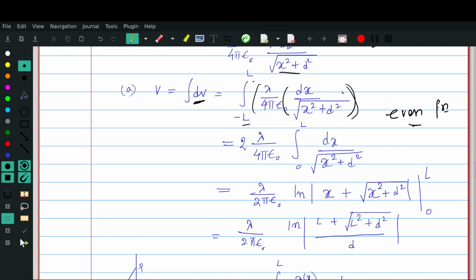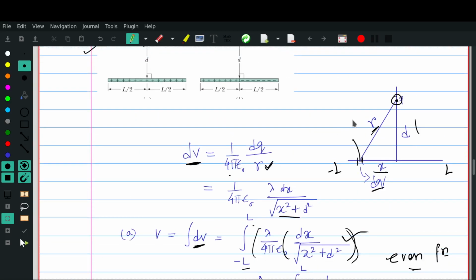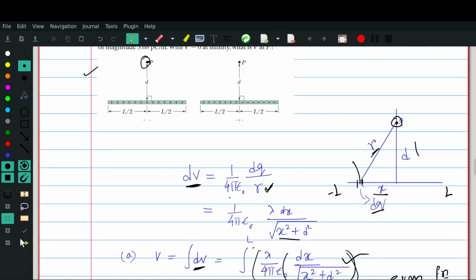So you know how to integrate this thing, right? This is just a logarithm of x plus the square root of x square plus d square. You just plug in those values and you get the potential at this point, right?